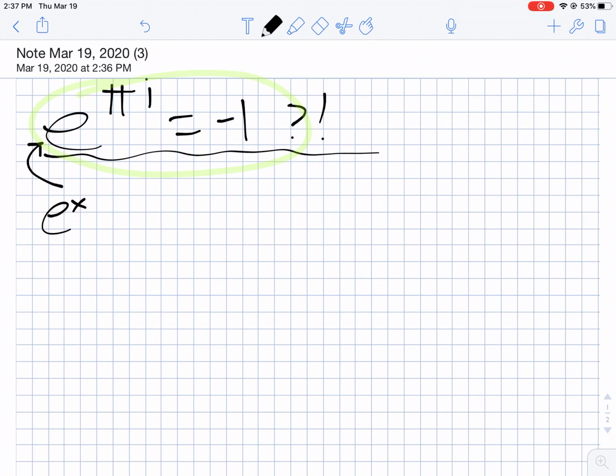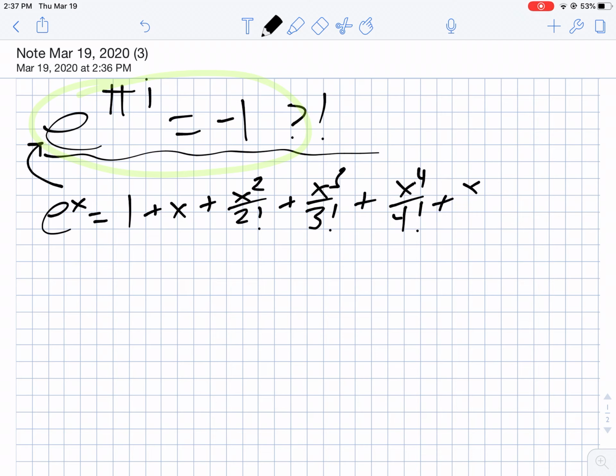So we all know the series for e to the x, because we take this class or whatever. And I'm going to write out just the first couple terms of this series because we're going to use this to help provide the basis for how we're going to prove this.